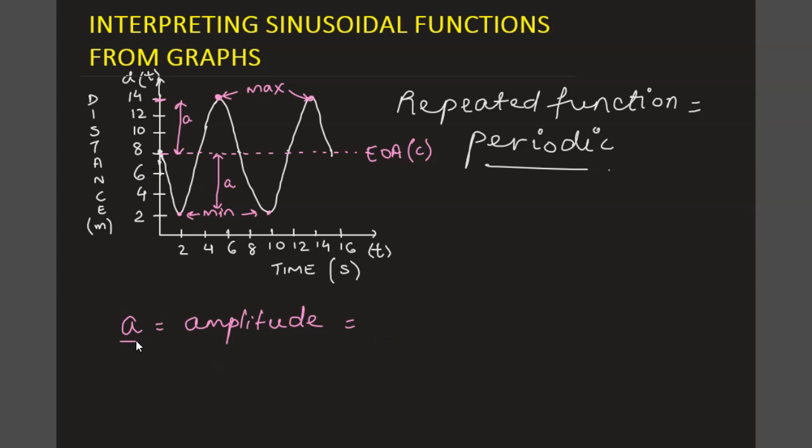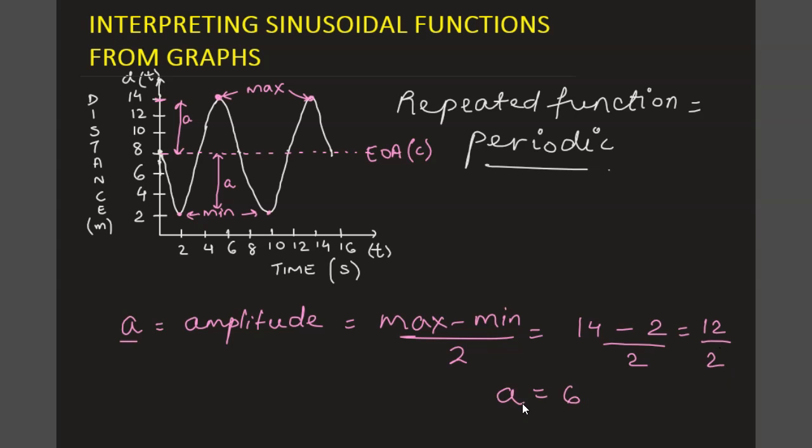But there is another way to find out amplitude, and that is a formula. You can use this formula if you're given max and min. It's max minus min divided by 2. The max value is clearly 14. The min value is 2. So 14 minus 2 is 12, divided by 2, which is equal to 6. So my amplitude is 6.